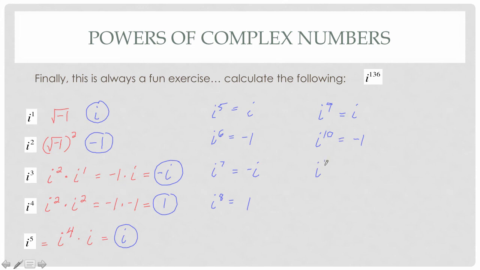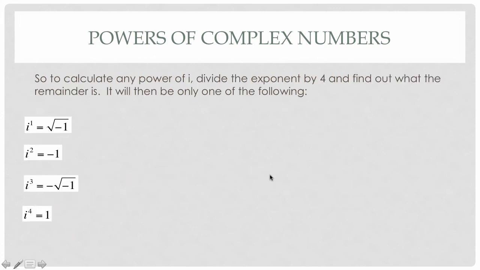And I think you kind of get the pattern now, right? It repeats every 4 powers of i. i to the 12th would be 1. So now that we can use all this information, let's revisit what i to the 136th power is.